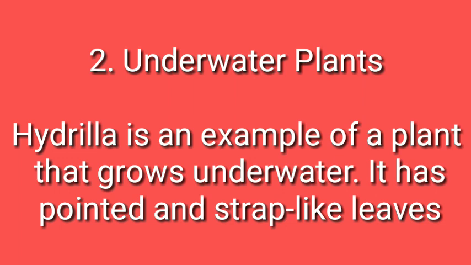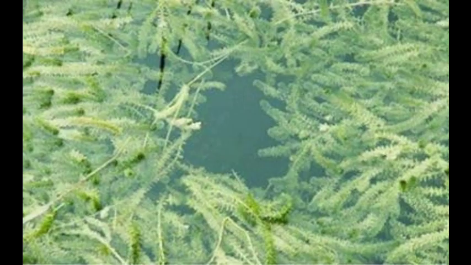Now the second category of aquatic plants are the underwater plants. Hydrilla is an example of a plant that grows under water. It has pointed and strap-like leaves. So this is how the plant hydrilla looks. As you can see, it is found floating inside the water. It is completely submerged, or inside the water.